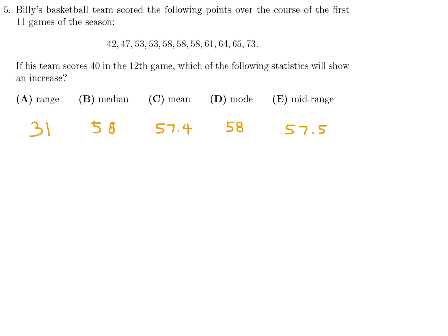Now we add 40 to this list, and then we figure out which one of these increases. Well, the range now definitely increases. It goes from 40 to 73, which is 33. So you're pretty much done with the question, but just if you want to be complete, the median stays the same, I believe. The mean would go lower. You don't really need to calculate it because you're adding a number that's lower than the mean. So overall, the average would go down. The mode, I believe, stays the same. And the mid-range is going to be, I think, like 56 because now you're going from 40 to 73. So, yeah, the only one that increases is the range. So number 5, the answer is A.